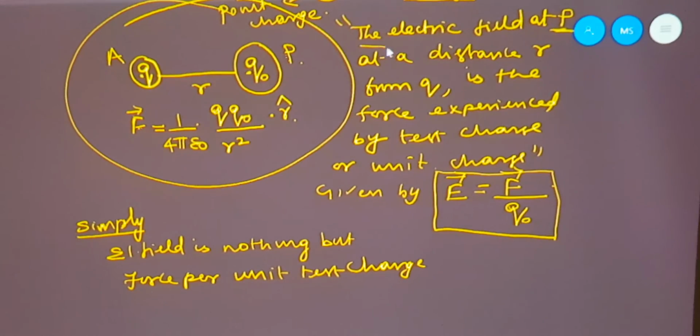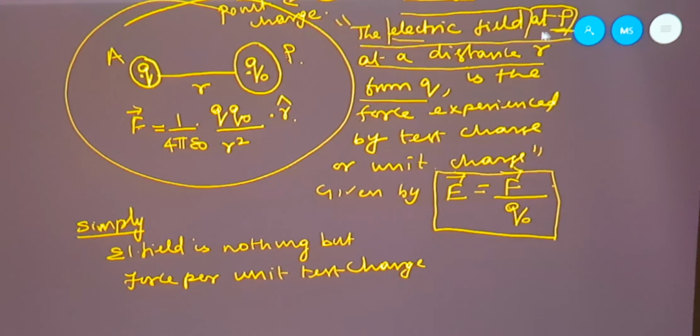See, the electrical field at P at a distance r from Q is, you don't need any of this, we can write it directly. The electrical field, take this alone, if you want you can write, at a point P is the force experienced by the test charge or by the unit positive charge.